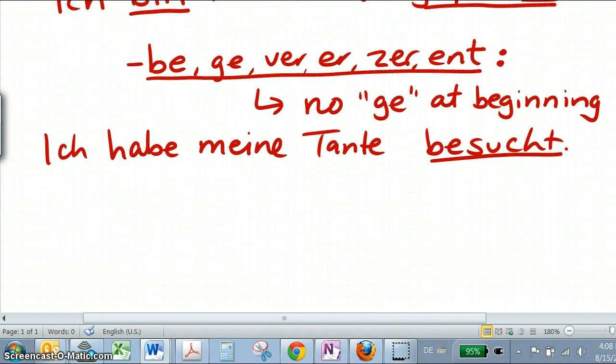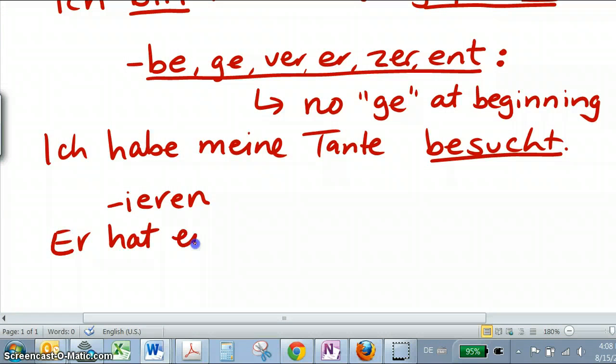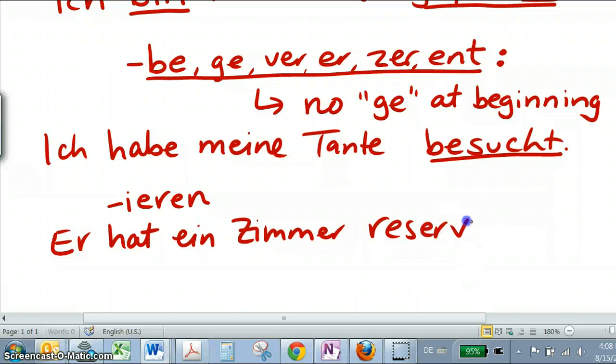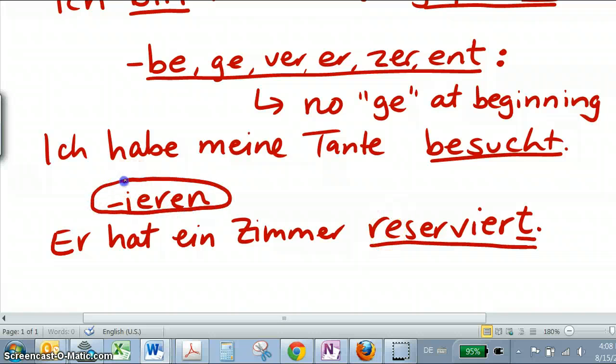And one other group of exceptions are the verbs that end in ieren in the infinitive. So for instance, reservieren, telefonieren. These ones also don't get a g. So you would say, hat ein Zimmer reserviert. Reserviert is the past participle of reservieren. We can see it's a regular verb because it ends in T in the past participle, but it has no G because it ends in ieren. And these are the two exceptions for putting a G on the beginning of the past participle.